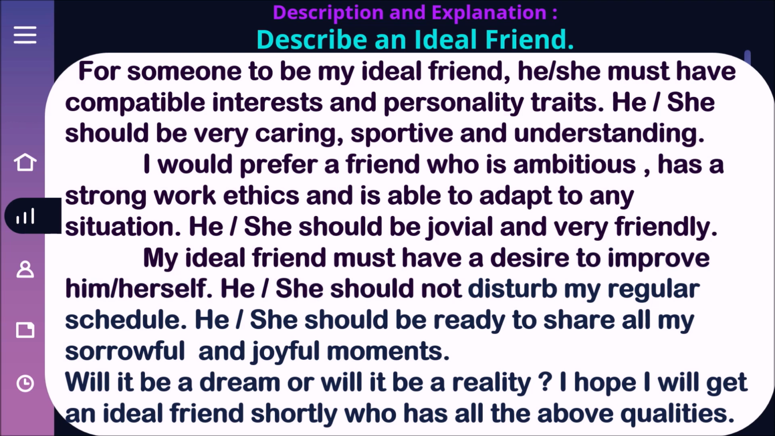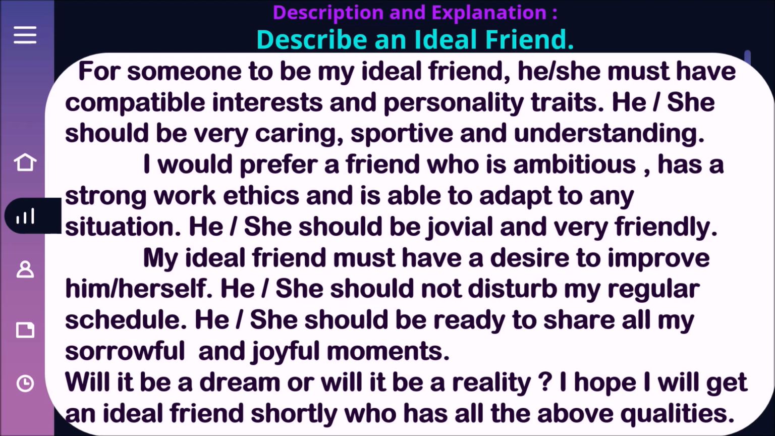She should not disturb my regular schedule. She should be ready to share all my sorrowful and joyful moments. Will it be a dream or will it be a reality? I hope I'll get an ideal friend shortly who has all the above qualities. This is how we can give a sample task, and you have to increase the length up to 225 to 300 words.